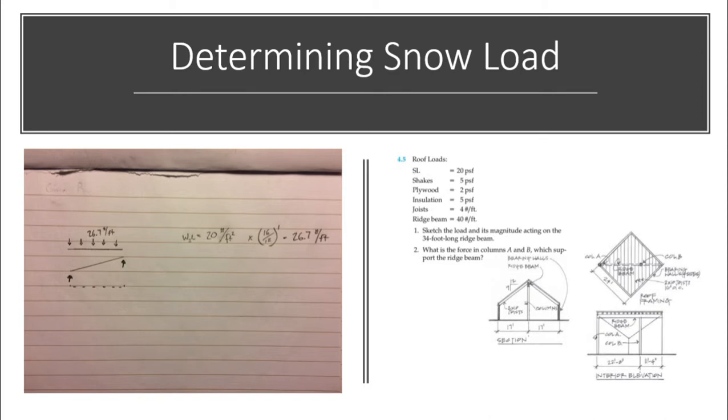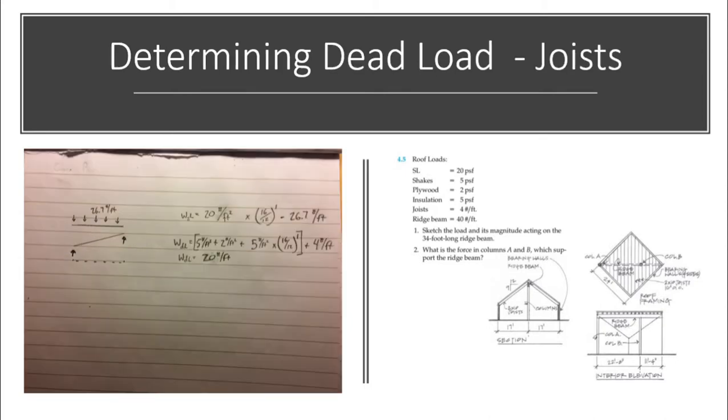In addition to the snow load, we also have the dead load on the joists. So in order to calculate this, we take the pounds per square foot weights, which are 5 pounds per square foot for the shakes, 2 for the plywood, and 5 for the insulation, and also apply this to the tributary area over each individual joist. So again, we take the 5, the 2, and the 5, and we multiply this by the 1.33 feet, which is the 16 inches on center, and then we add the 4 pounds per linear foot for the dead load of the joist itself. Now doing this, we get 20 pounds per linear foot for the dead load of this material.